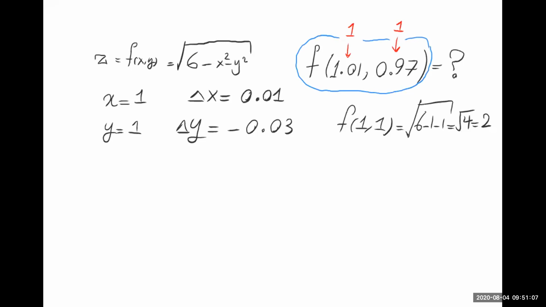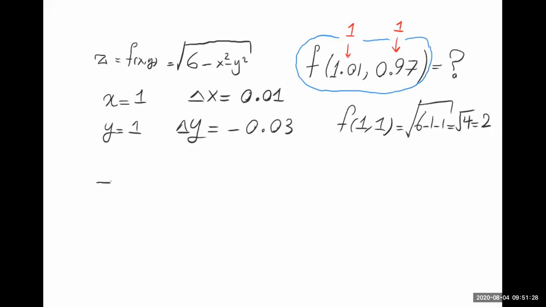I mean, we would have to compute 6 minus 1.01 squared minus 0.97 squared. And who can really compute a radical like that, right? So it's not easy to do that. But this new technique, we know it might help us.